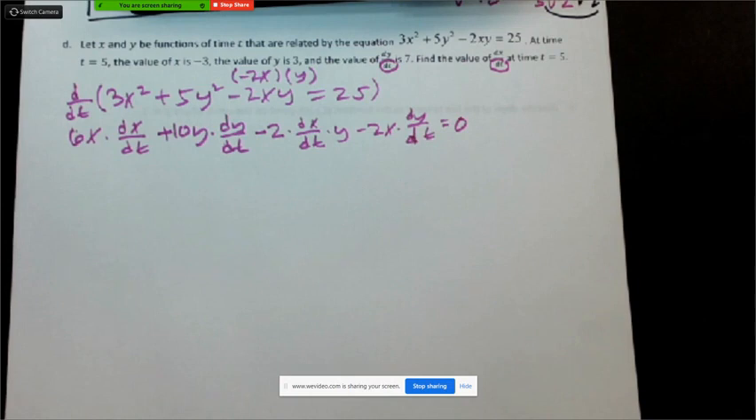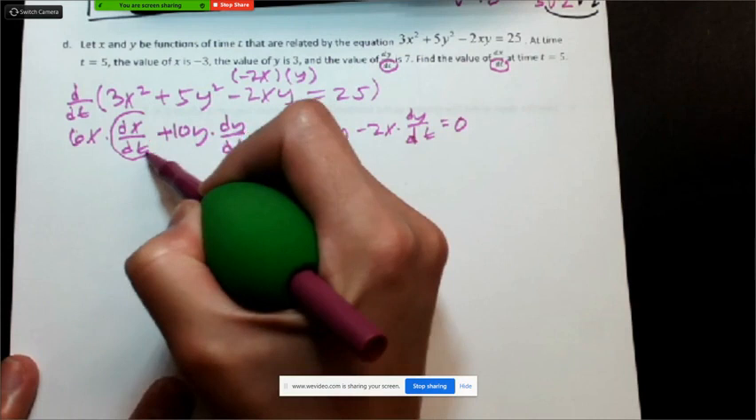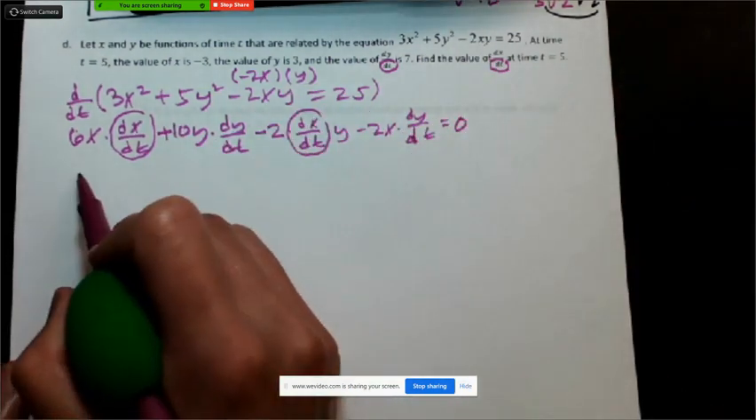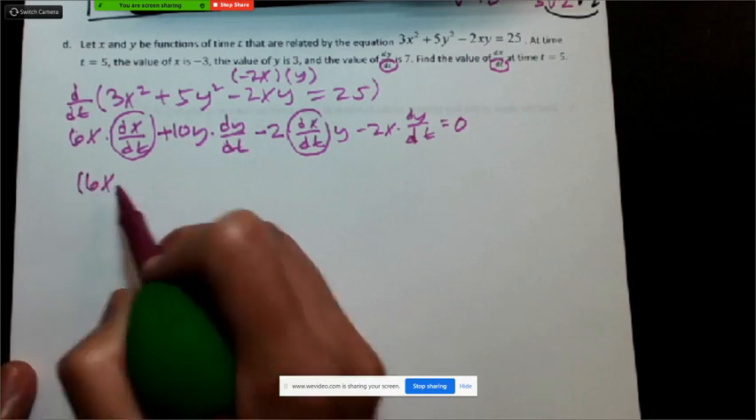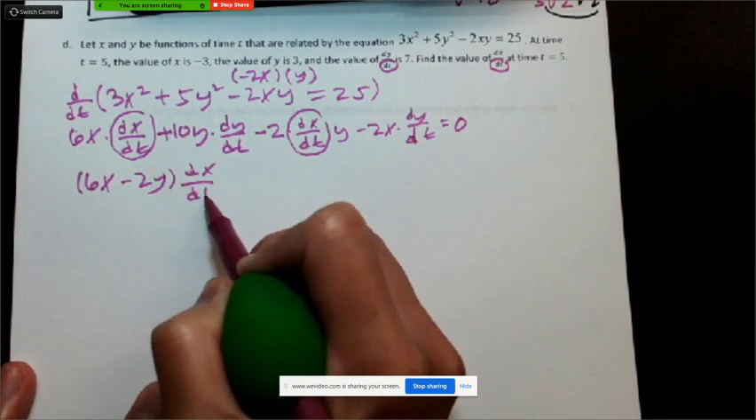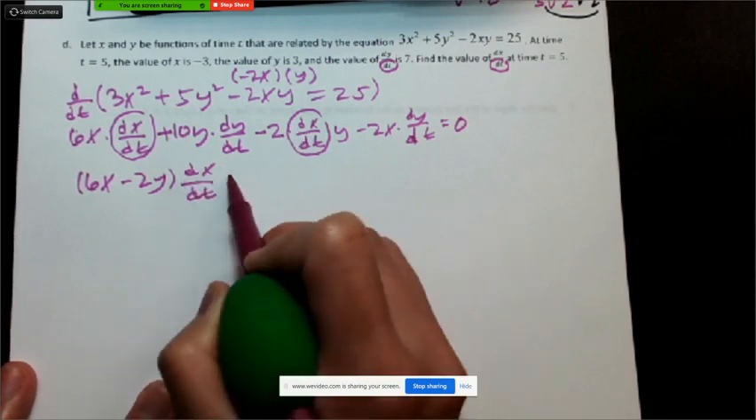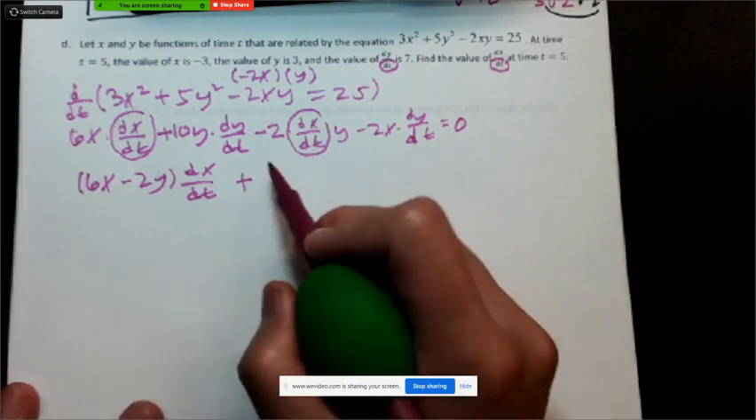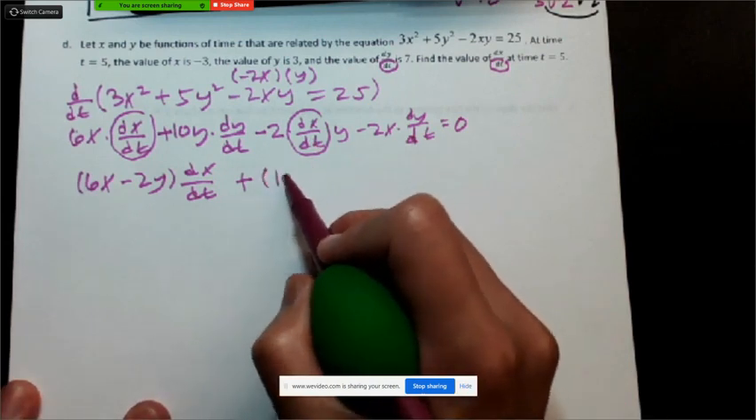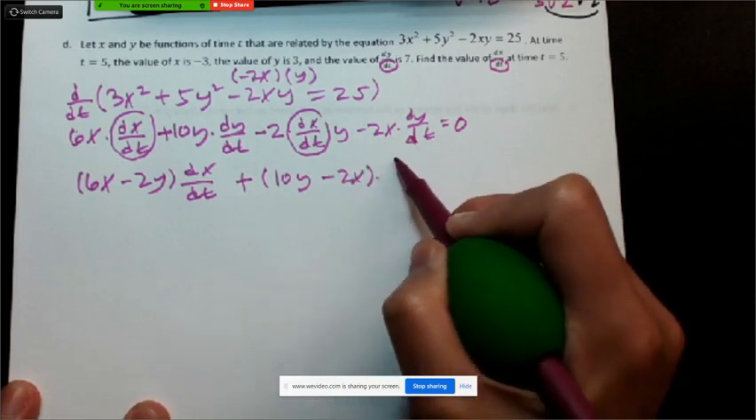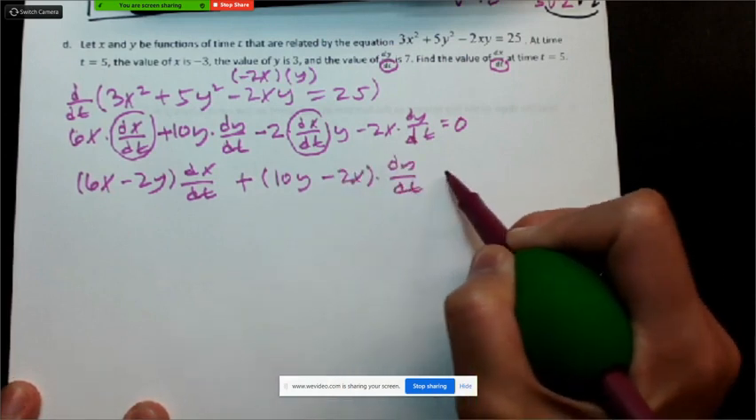So now let's put all the dx's and dt's together. I see my dx's over here, so I'm going to put them together. When I do, use your parentheses: 6x minus 2y, and write out dx over dt. If you want to do it in one go and you're comfortable, go for it. But since we have so many parts, I'm going to take it step by step. 10y minus 2x, and then we have dy over dt is equal to 0.